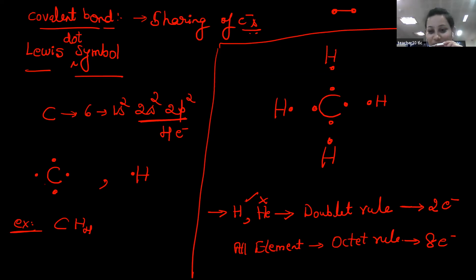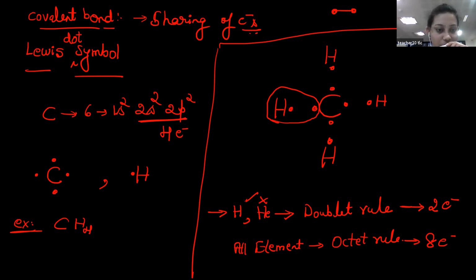Now you just check whether this hydrogen follows the doublet rule and carbon obeys the octet rule. Write this diagram once again, the Lewis symbol for methane. Write this first. Now check the surroundings of hydrogen. The bond between hydrogen and carbon includes 2 electrons. This is the surrounding of hydrogen.